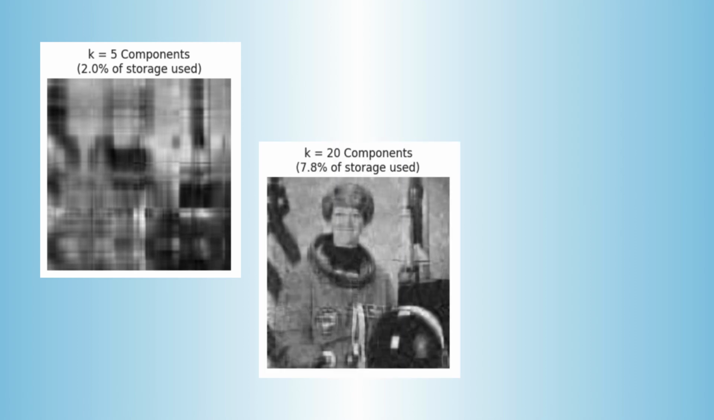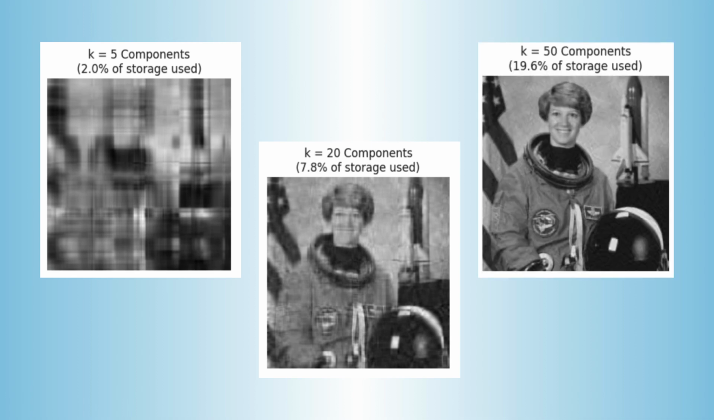At k equals 20, the face becomes clear. We are adding more layers of information. And at k equals 50, look at it. It is almost identical to the original. But here is the amazing part. The original image had 512 dimensions. We rebuilt this by using only 50. This is the power of SVD.